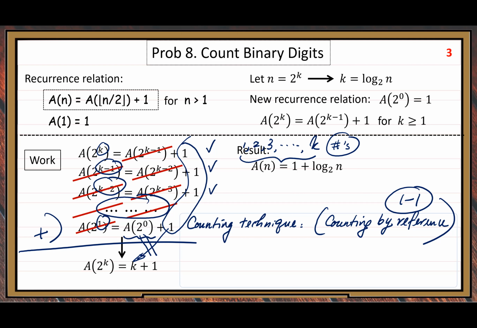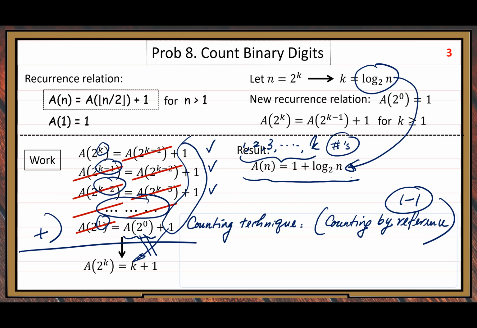Now we can use the expression that we saved before, that is log base 2 of N. So that is the final expression. Yeah. So we found that.